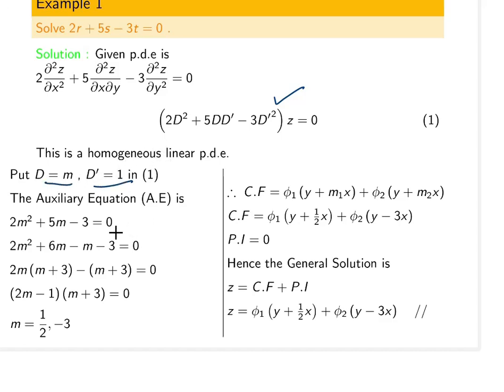So we can get the auxiliary equation: 2m² + 5m − 3 = 0. Therefore, we can solve this since it is a quadratic equation. Solving this, we get two roots, 1/2 and −3.